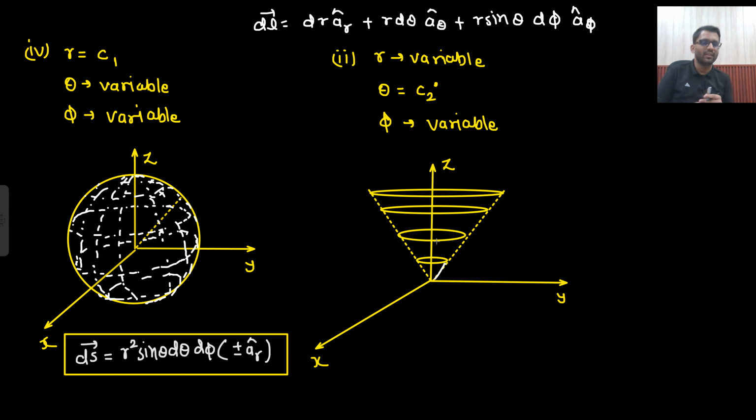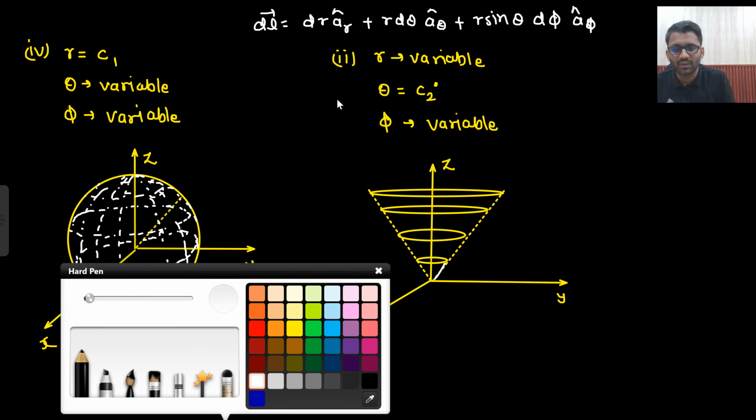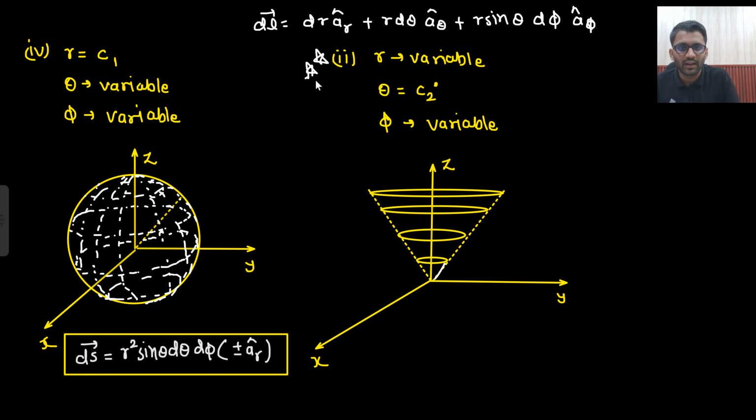What do you think I am getting? A cone. Very important for ECE students. In antenna I will be using it. It will be a cone. How will it be a cone? This is the z axis. What is fixed? The angle is fixed. Theta equals C2 degree, the angle is fixed.